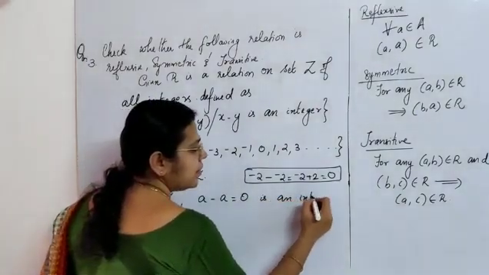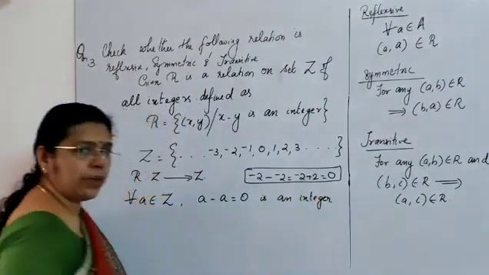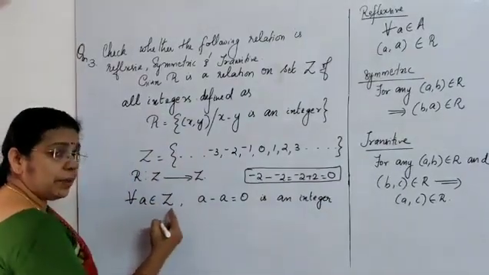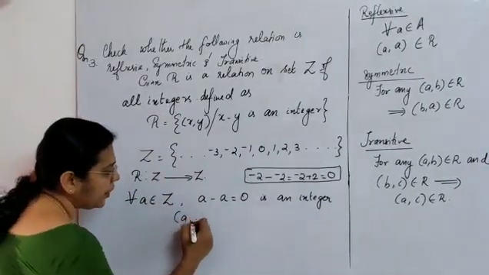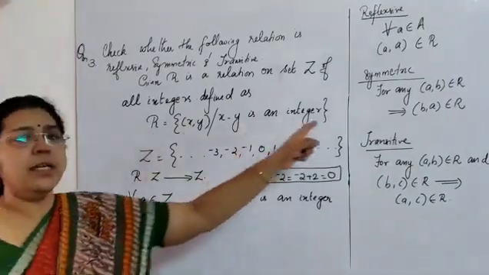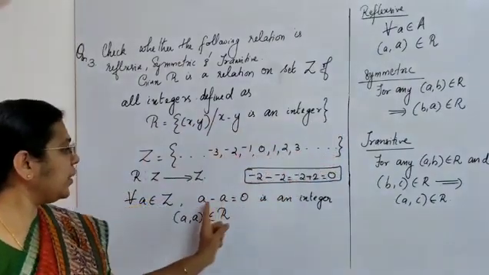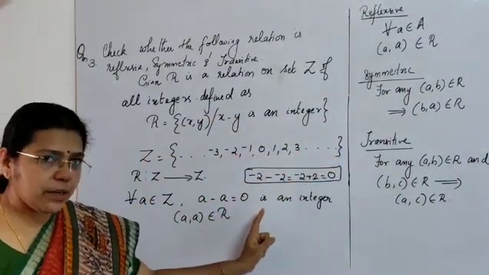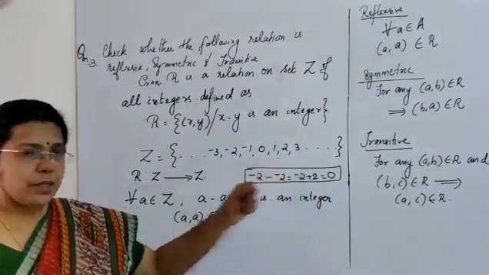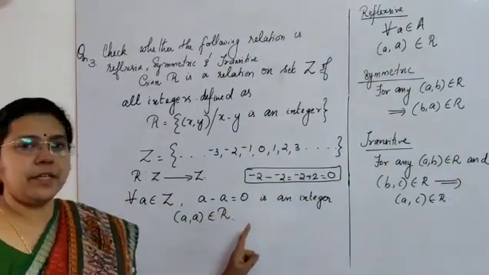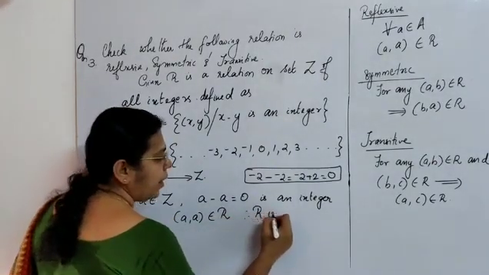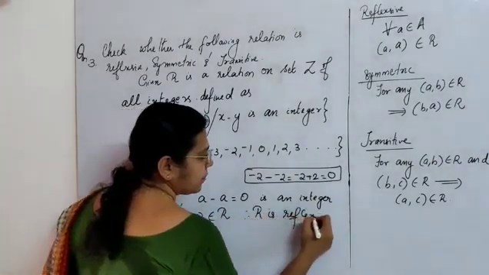Isn't this statement true? It is giving you an integer. What can you say? For all A belonging to Z, the ordered pair (A, A) belongs to where? The given relation. What is the relation? A minus B is an integer. Here you get A minus A is equal to 0. Isn't 0 an integer? Yes, it is an integer. It falls in the set of integers. So here (A, A) is definitely belonging to the relation. Therefore, what can you say? R is reflexive.